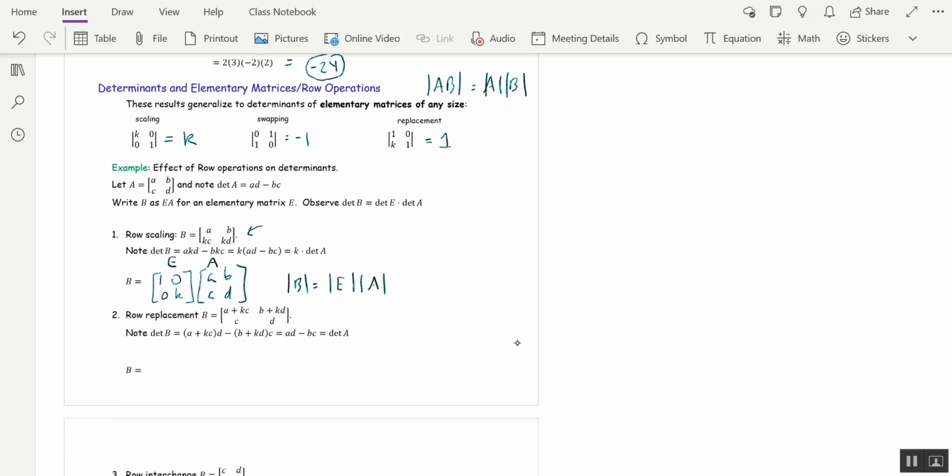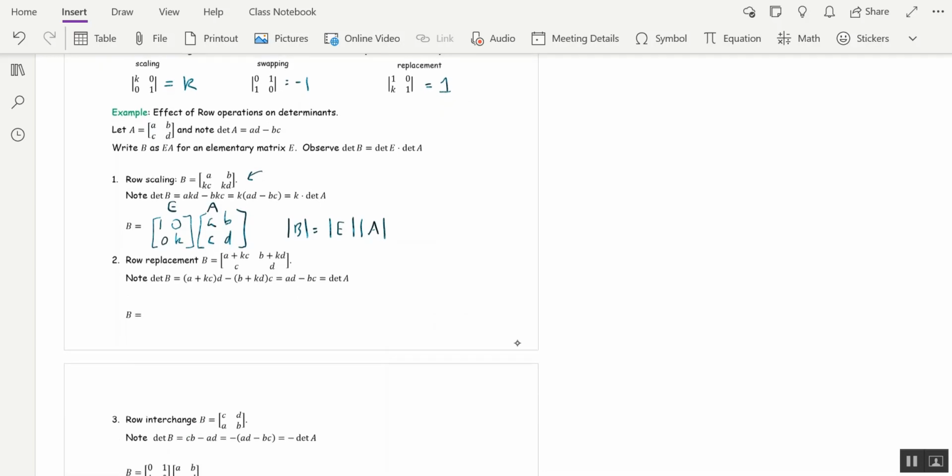All right, let's look at row replacement. Again, I've taken the matrix A, and in this case, I've replaced row 1 with K times row 2 plus row 1. And I found the determinant of that matrix, and the actual determinant of B is the determinant of A. The determinant did not change when I did a row replacement. So let's write B as the product of the row replacement elementary matrix times A. All right, that would be 1, K, 0, 1.